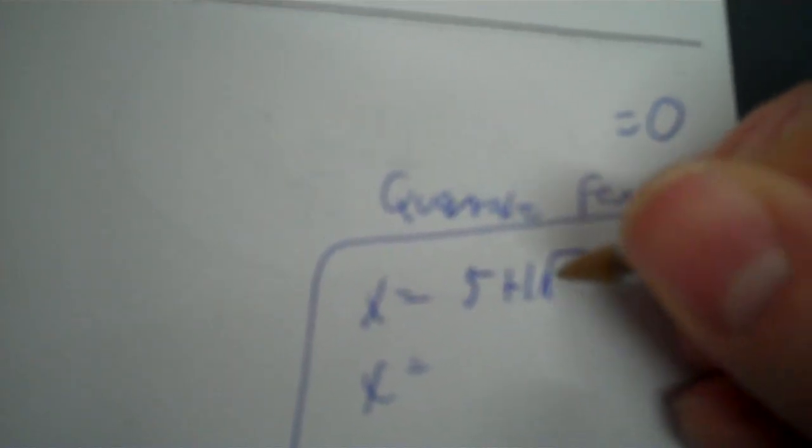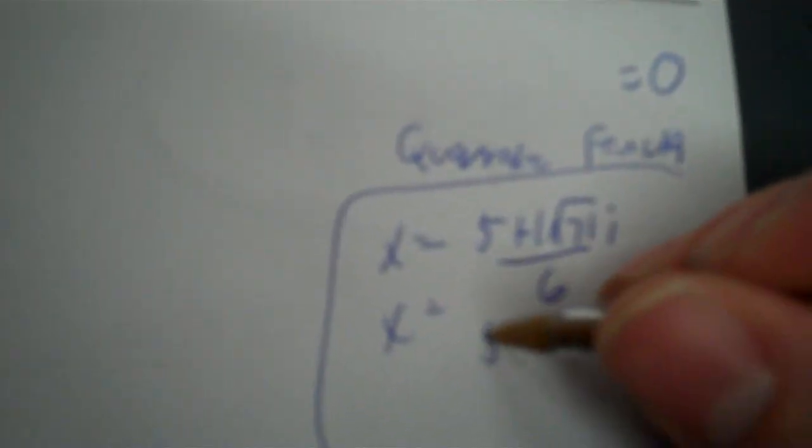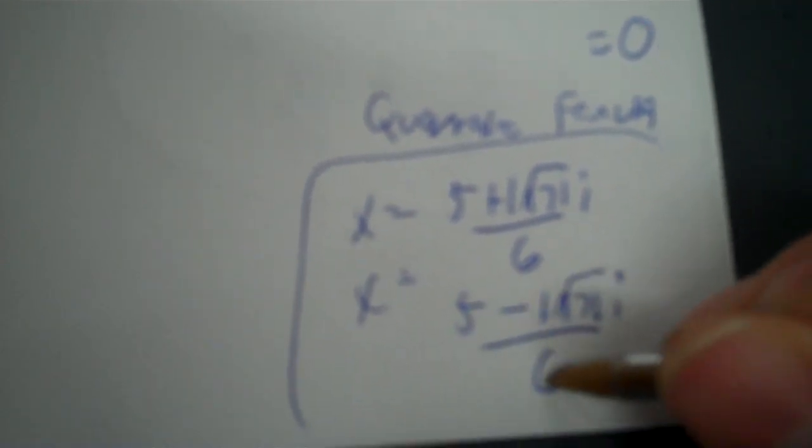Now, don't do anything else. So you go 5 plus 1 square root of 71i over 6, and then 5 minus 1 square root of 71i over 6. You don't leave it, okay? If you're in trig, you might want to look at these outsides and see if you can reduce those down. But 5, 1, and 6, the only common factor they share is 1, which means it's already in simplest form.